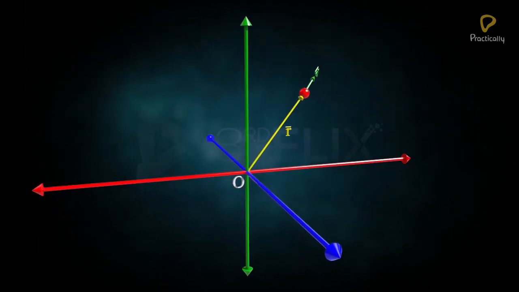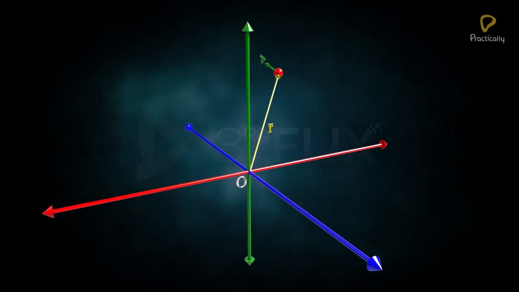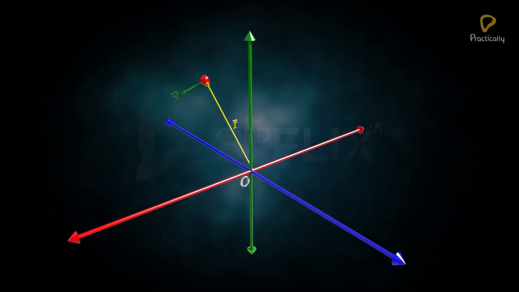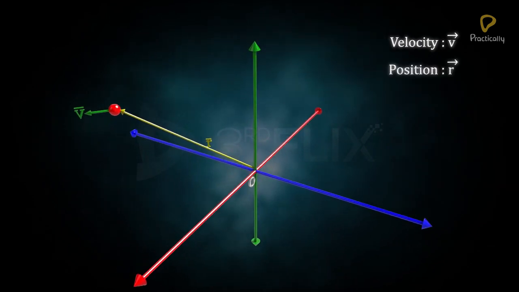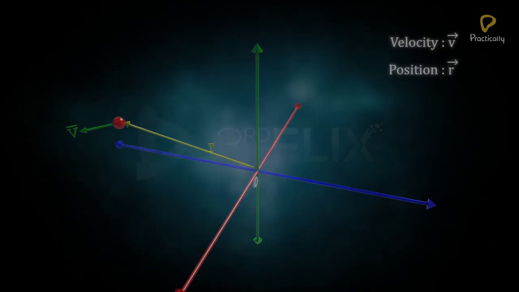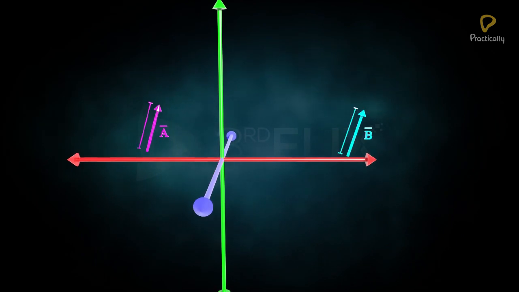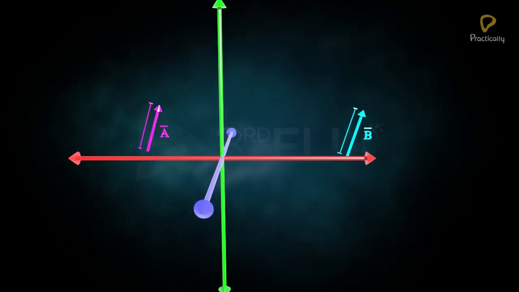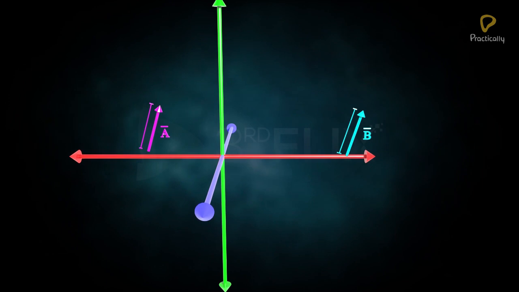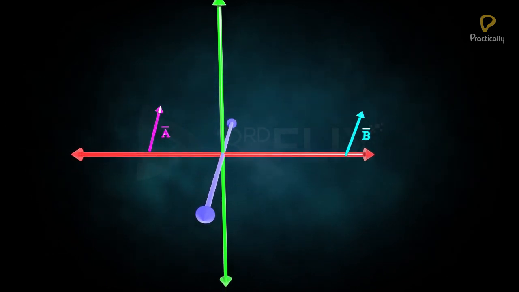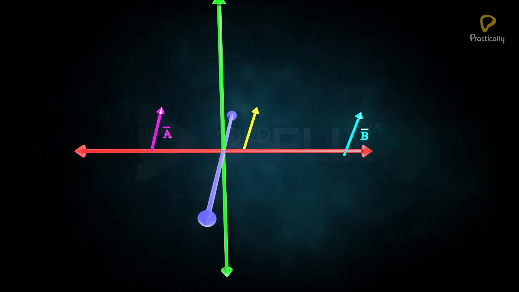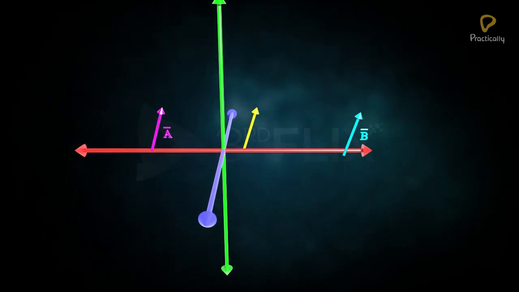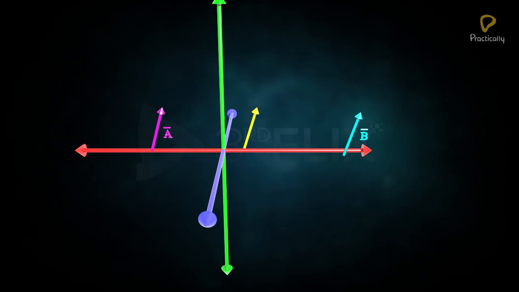Vectors are denoted by putting an arrow above the symbols representing them. For example, V bar represents velocity and R bar represents position. Length of the vector indicates the magnitude of the physical quantity it represents. Vectors with equal magnitude and same direction are equivalent to each other. So, a vector can be translated parallelly in the vector space according to our convenience.